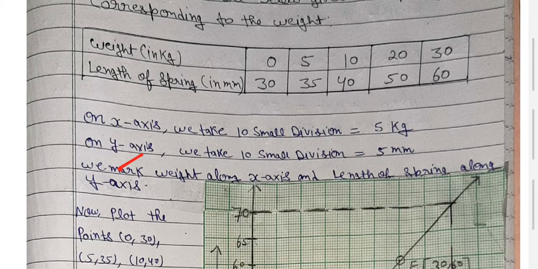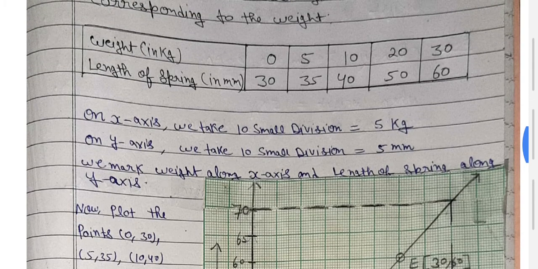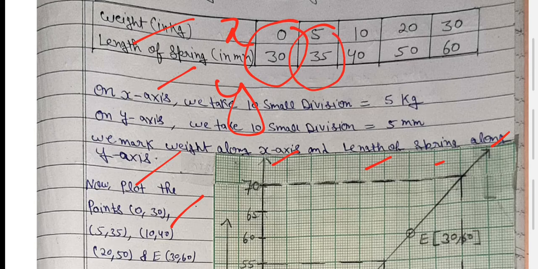So on the x-axis, you take 1 unit as 5 kg. And on the y-axis, you take 10 small divisions equal to 5 millimeter. Both you take 5 because these are multiples of 5. Now we mark the weight along the x-axis. Weight we always take along the x-axis, and the length of the spring along the y-axis. So what are the points? The points become (0, 30), (5, 35), (10, 40), (20, 50), and (30, 60).